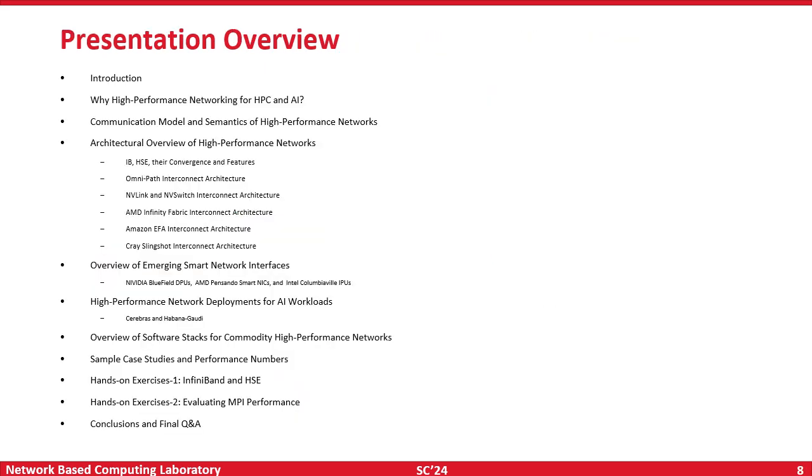So this will be the overall overview of the presentation. We'll start with a very high level introduction: why high performance networking for HPC and AI. Gradually we go down into the communication model, semantics for high performance networks, and architecture overview of high performance networks. We'll start with InfiniBand, high speed Ethernet and their convergence, and gradually introduce the newer kinds of architectures and compare and contrast these with InfiniBand and high-speed Ethernet.